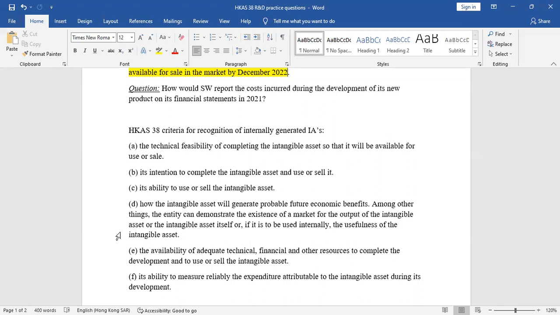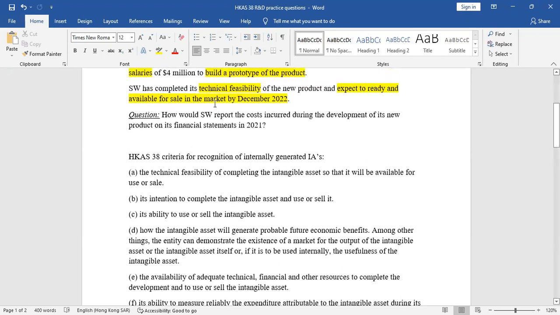That paragraph in the accounting standard will tell you what cost you can actually capitalize as development expense, right? So you see the word here, technical feasibility. They have told you in the question, they have used the word technical feasibility. Then the company is also expecting that the product will be ready and available for sale. So they probably have done the market research. It's just that they haven't mentioned it in the question. So that's where you would have to exercise your judgment, right?